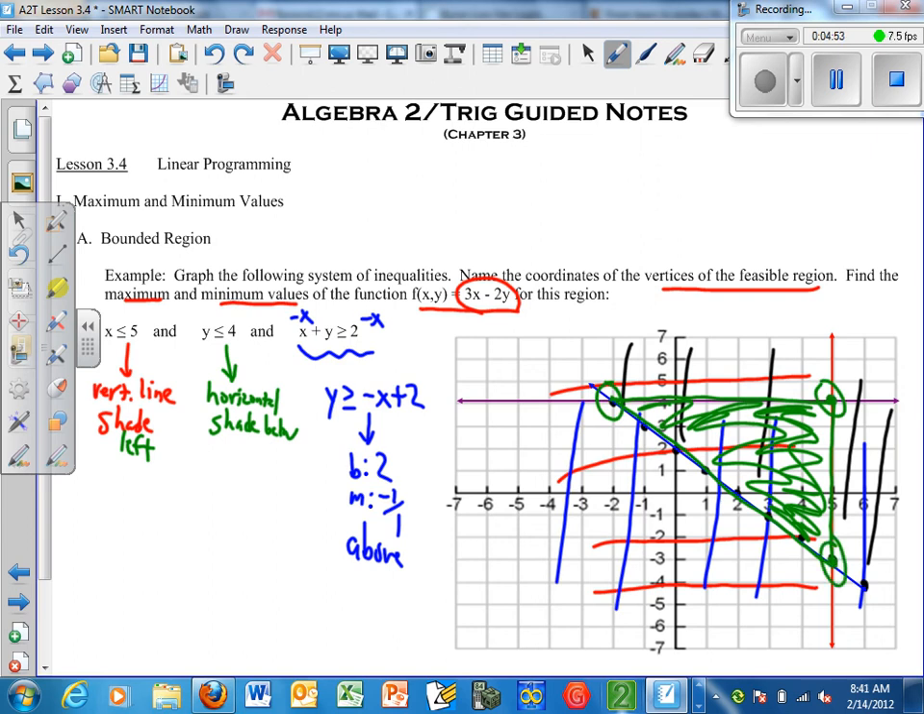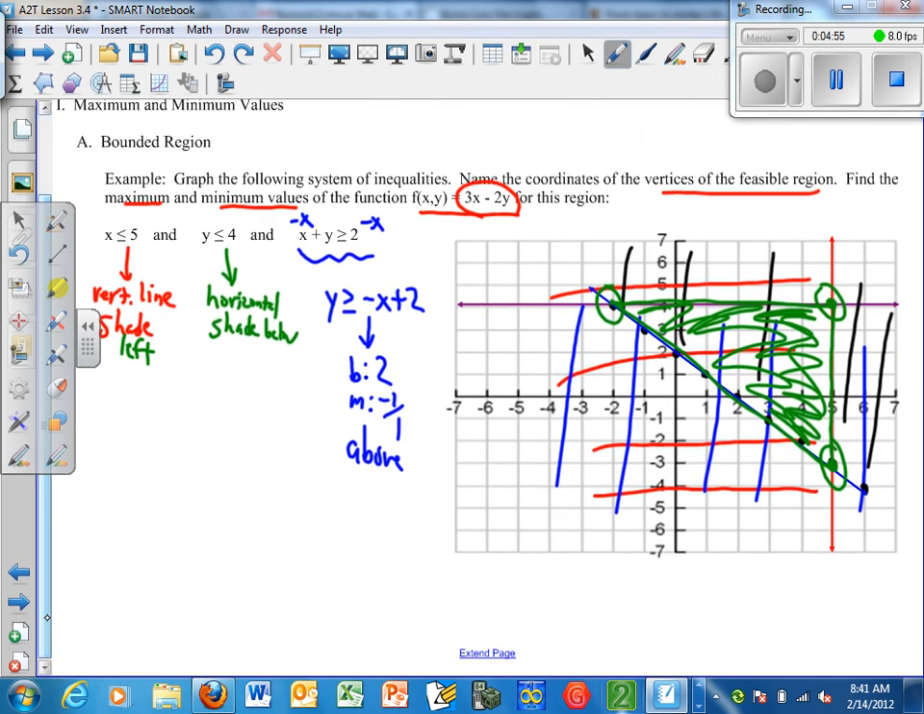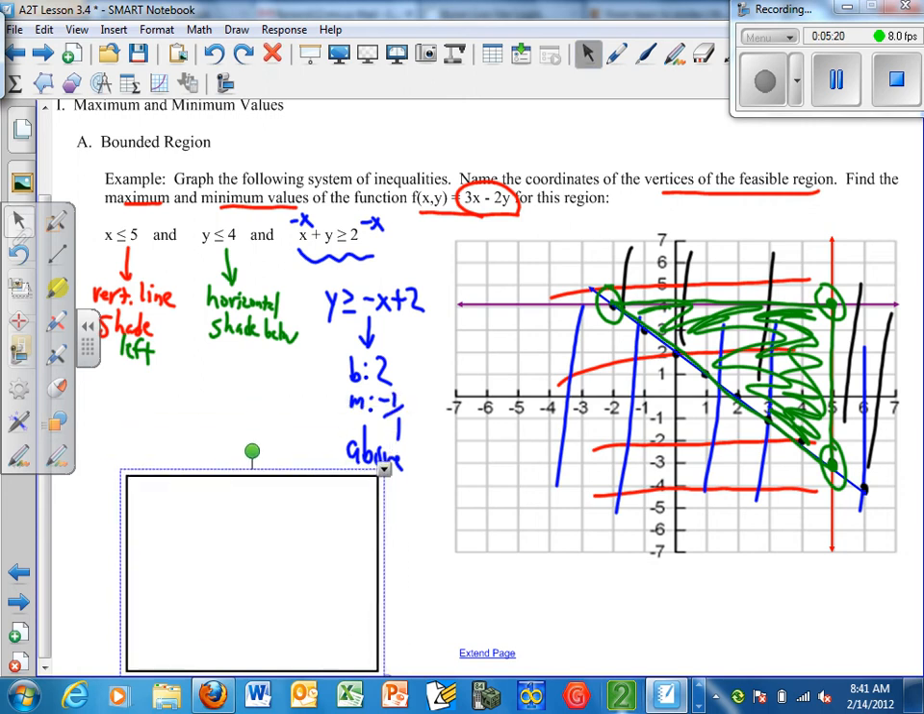The max or the min is going to occur at the vertices. So what I suggest you do is organize things in a table. So we're going to make a table here. Let me grab a rectangle. So here's what I would suggest doing each time when you're dealing with these.